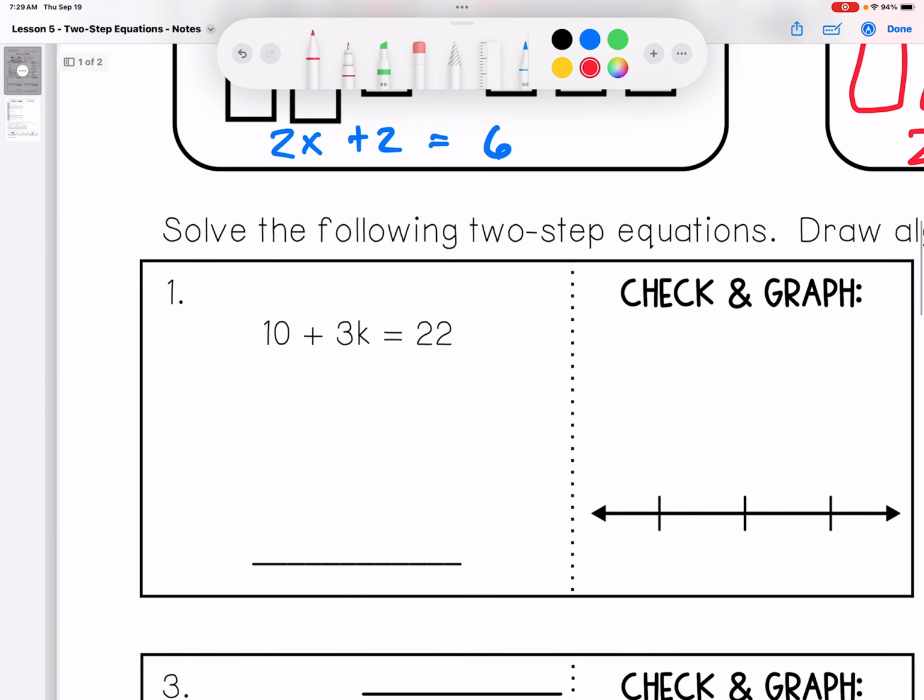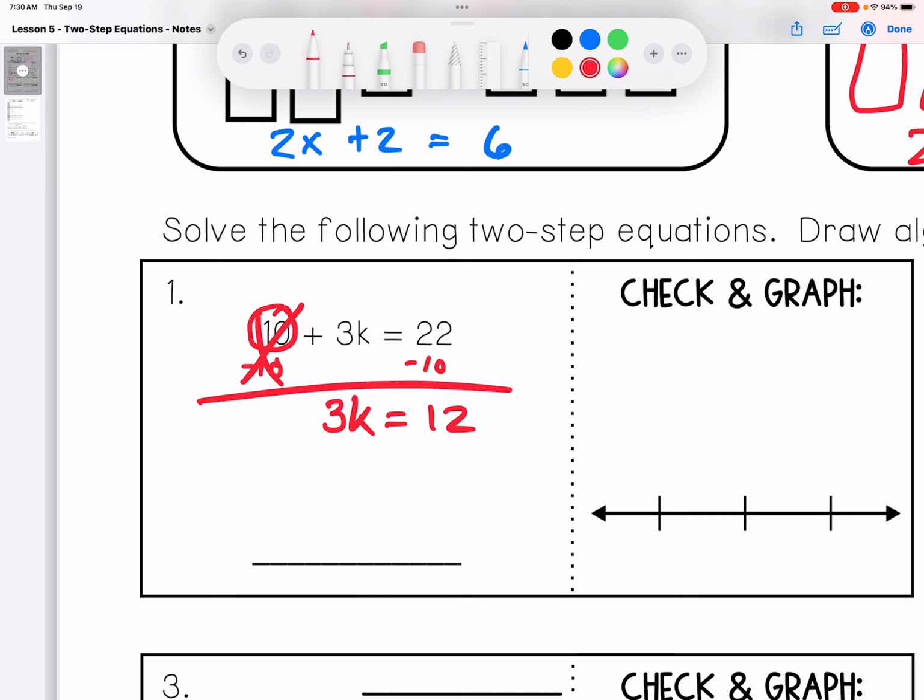All right, let's work this out. Now, again, you do the addition or subtraction first, not the 3k first. So we're going to do that first. So how do we get that to the other side? We do the opposite. Those cancel. I'm left with 3k equals 12. Now I can just divide, same as one step, and I'm left with k equals 4.